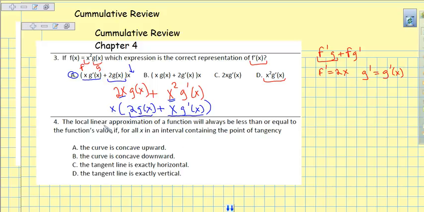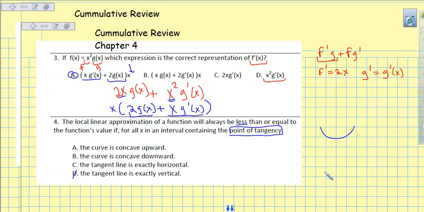Alright, let's look at number 4. It's got a local linear approximation of a function will always be less than or equal to the function's value. So we're looking for when is it always less than, and it's asking us based on the point of tangency. Well, that's just a fancy way of saying the tangent approximation, right? So the answer choices have concave up, concave down, the tangent line is exactly horizontal, and the tangent line is exactly vertical. Well, we know we can't take the derivative of a tangent line that's vertical. It's undefined there. So let's take a look at what is concave up and concave down.